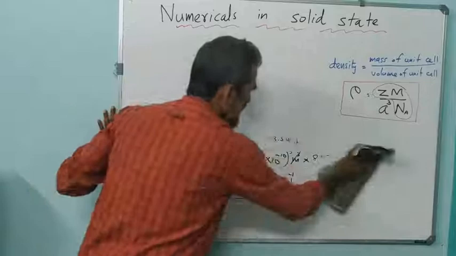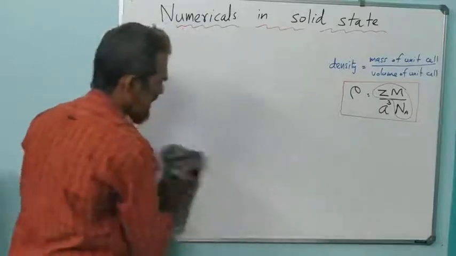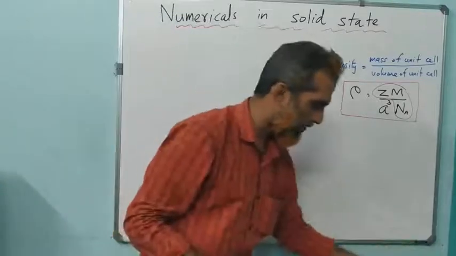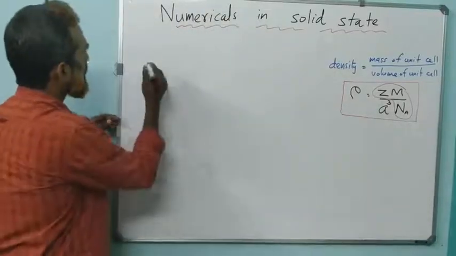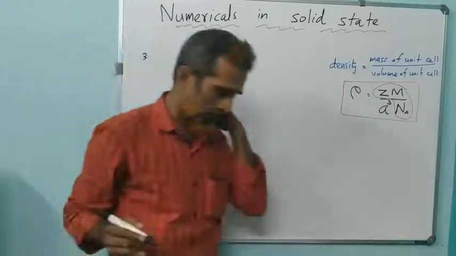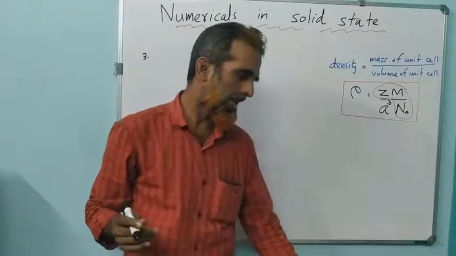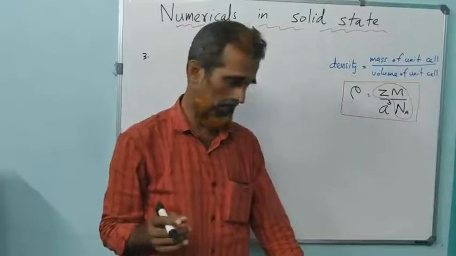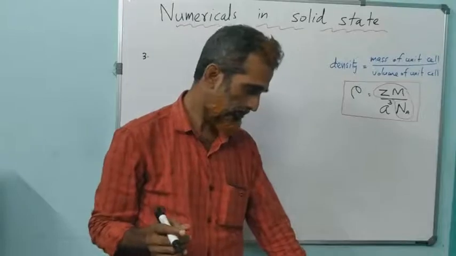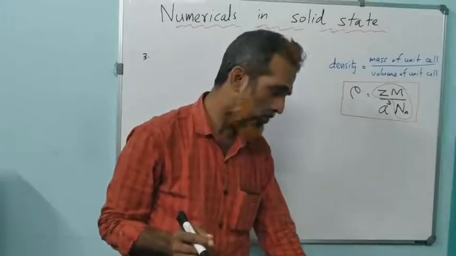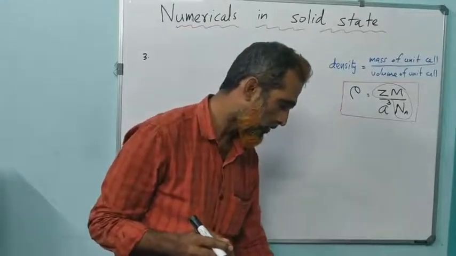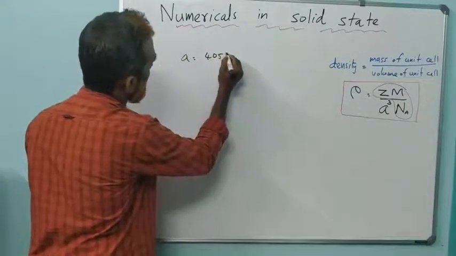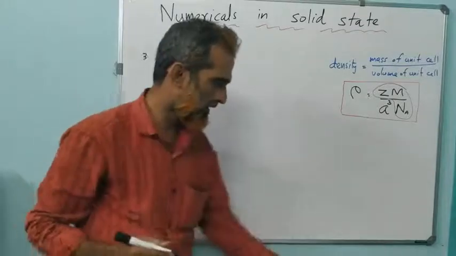In the first problem we calculated density. In the second one we calculated the Avogadro constant. Now the third one, write the question. The unit cell edge of cubic silver crystal, so it's a silver crystal which is cubic, and the unit cell edge is found to be 405 picometer. So A is given, 405 picometer. Okay, it is a silver crystal.